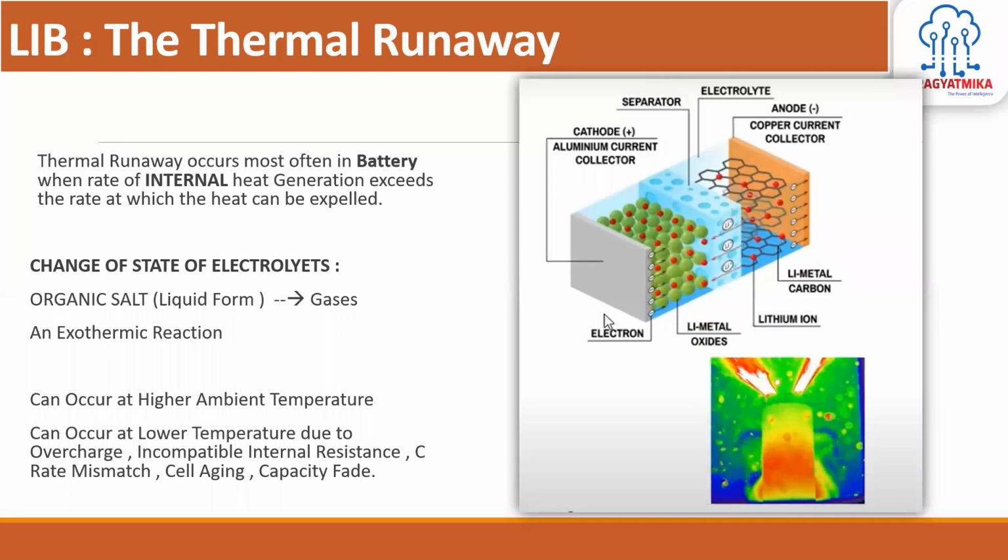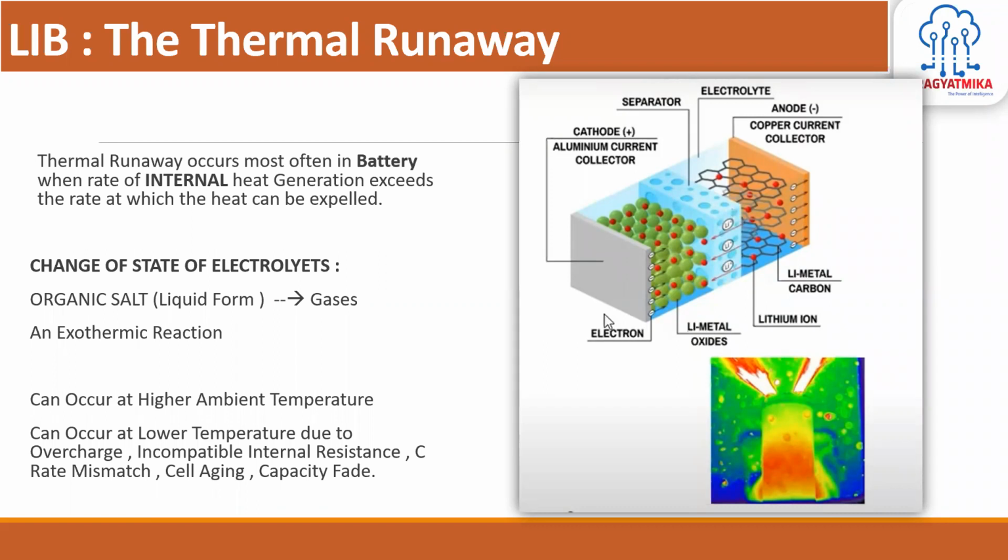So we should not be very judgmental about the chemistry. That's why I had a comparison over there. The thermal runaway, I'm again taking into consideration. Thermal runaway mostly occurs in the battery pack when the internal heat becomes more. Whenever the battery pack or cell is getting used, heat is generated. When the rate of generation of heat exceeds the rate of expulsion of that heat, it explodes.